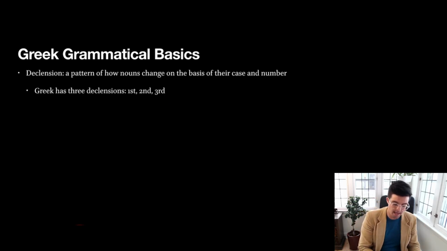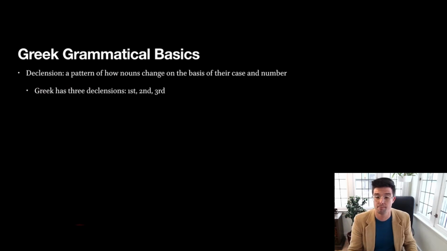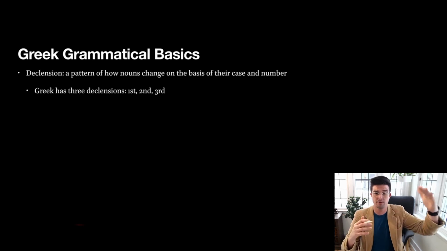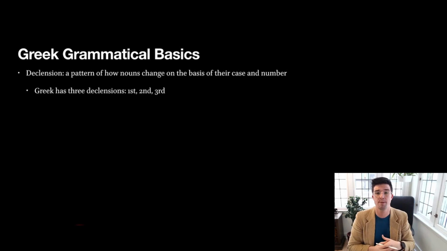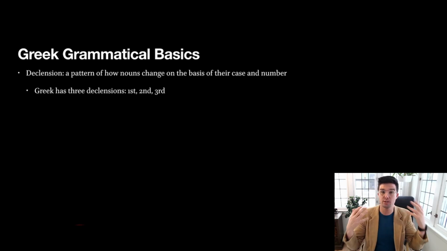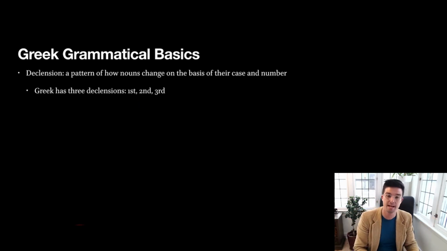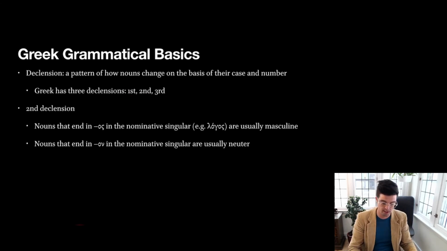So declension, as I just mentioned, is a pattern of how nouns change on the basis of their case and number. The word declension literally means a falling, that nouns fall according to a certain pattern based on their case and number in the different declensions. And Greek has 3 different declensions: first, second, and third. This week we are only addressing the second declension. Later on we will get to the first declension, and then even later on we will get to the third declension in this class.